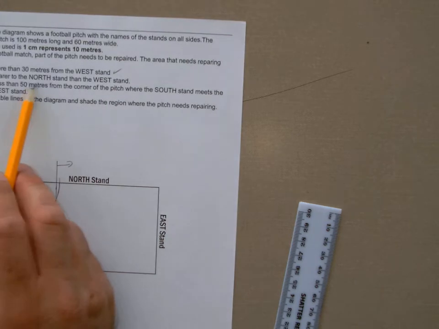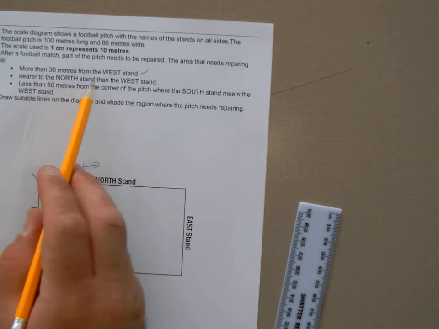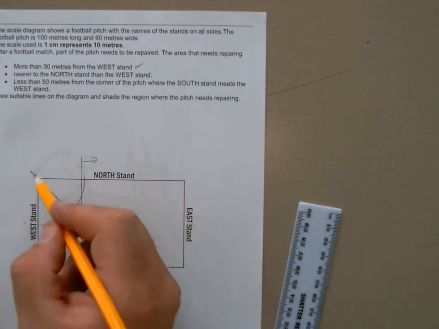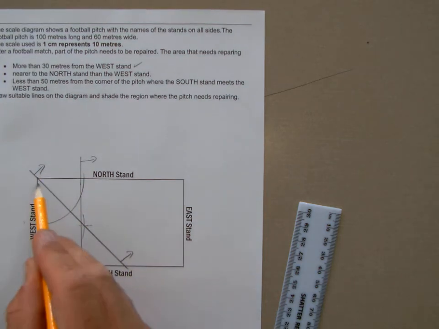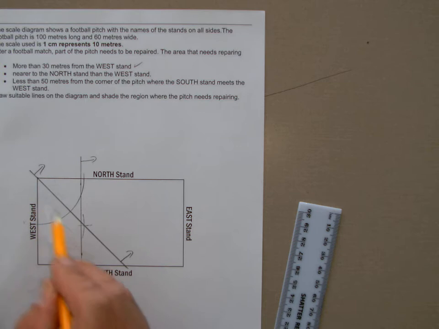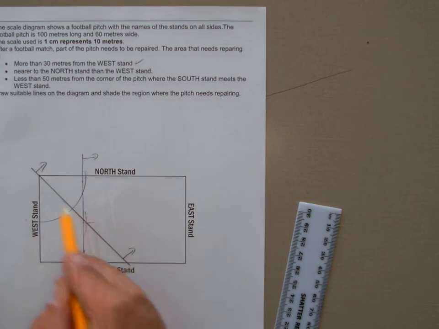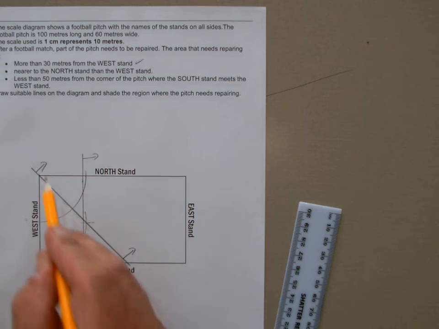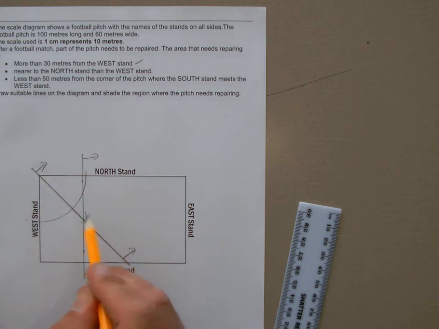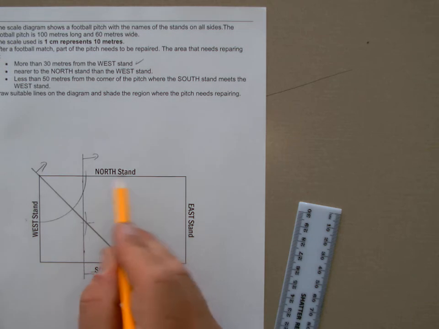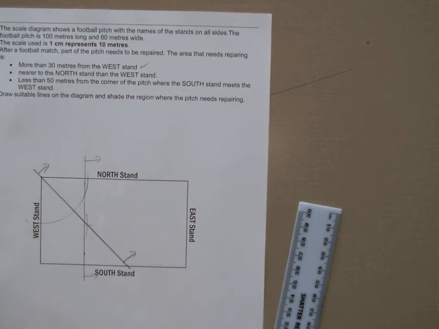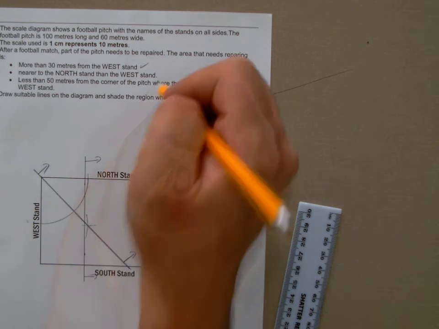Now, what's it say? It's going to be nearer to the north stand. Well, nearer to the north stand means we need to be this side of the line, if you think about it. Because everywhere on that line is the same distance to the west and the north. It's exactly the same distance. It's the angle bisector, isn't it? Everywhere on here is the same distance. But if I go one side of the line, I'd be closer. In this sense, then I'll be closer to the north stand if I go this side of the line. Okay, so we've got 2 bullet points, that's right.